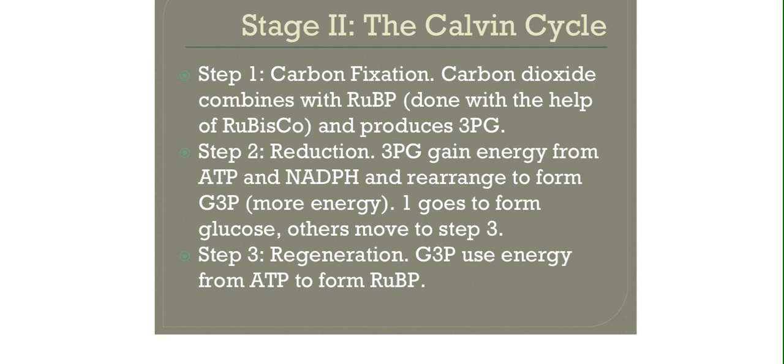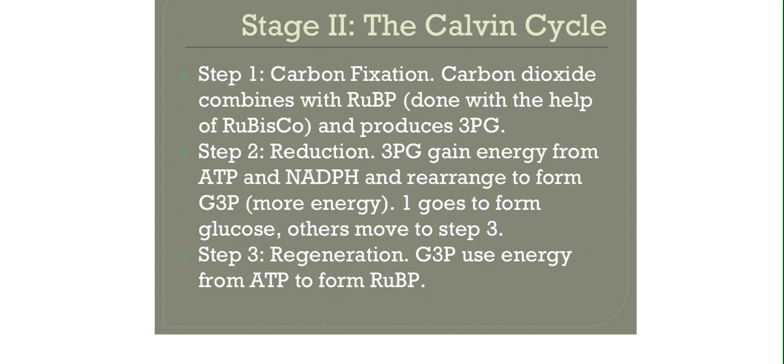And this produces what's known as 3PG, a 3-carbon compound, 3-phosphoglyceric acid. And that's the name for it, phosphoglyceric acid, but it's also known as 3PG. So again, carbon dioxide and RUBP combine thanks to Rubisco, and they create what's known as 3PG. Step 2, reduction. Molecules of 3PG that were made from step 1 gain energy from ATP and NADPH from the light reaction. Remember, we created those in the light reaction.